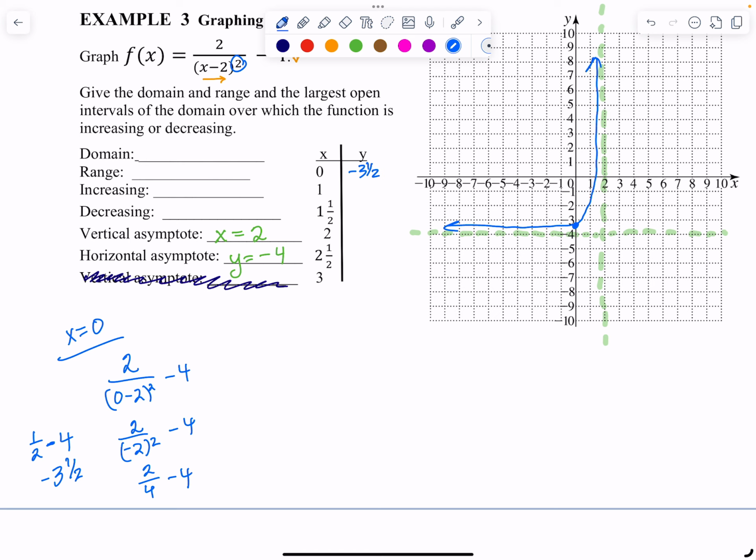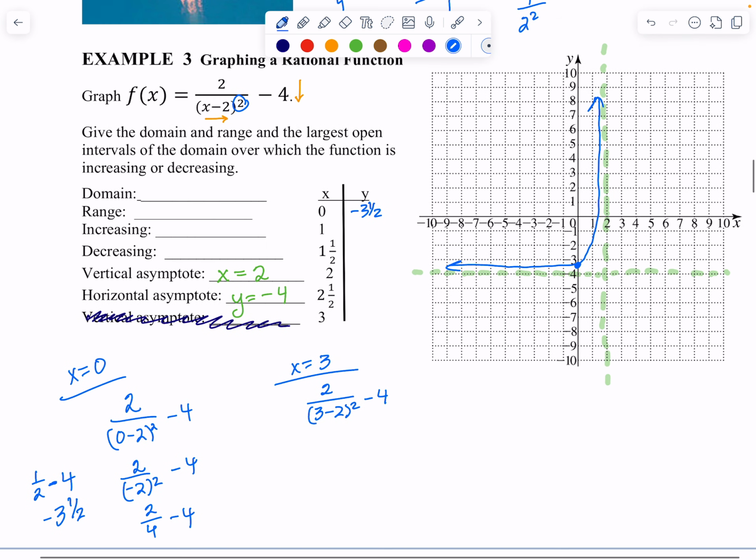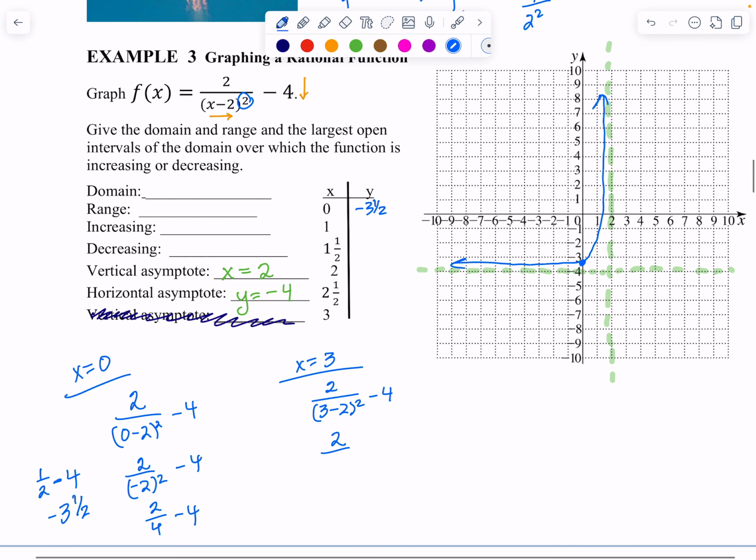So now let's plug in a point on the right-hand side. Any one of these would work. So any one, 3 and beyond. So let's go ahead and plug in my 3. X equals 3. Plug it underneath. 2 over 3 minus 2 squared minus 4 gives me 2 over 1 squared minus 4. So 2 minus 4 is -2. So at 3, we're going to be at -2.